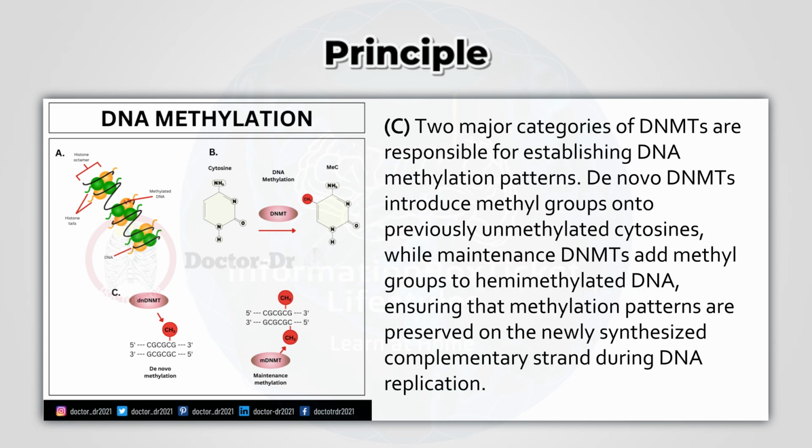C. Two major categories of DNMTs are responsible for establishing DNA methylation patterns. De novo DNMTs introduce methyl groups onto previously unmethylated cytosines, while maintenance DNMTs add methyl groups to hemimethylated DNA, ensuring that methylation patterns are preserved on the newly synthesized complementary strand during DNA replication.